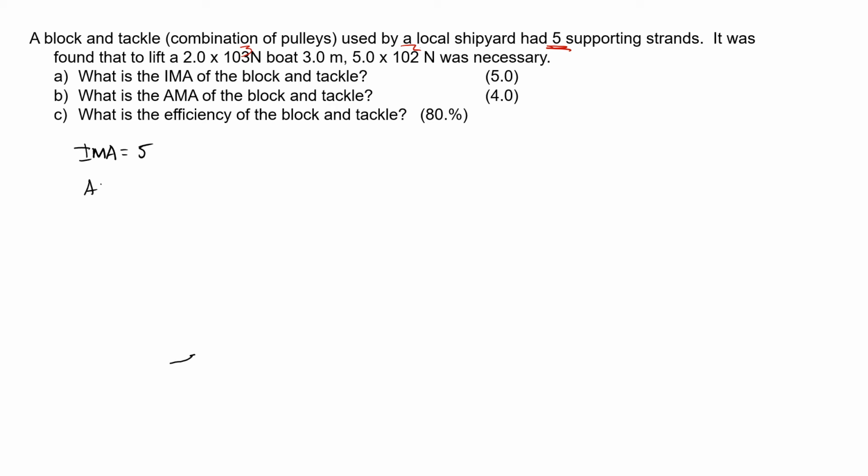The AMA, again, is equal to F out over F in. And the output for lifting this thing, remember, is the weight of the object. So that's 2 times 10 to the third, or that's a 2,000 Newton boat. And to lift that 2,000 Newton boat, it took 500 Newtons worth of force, meaning that even though we were hoping for a benefit of 5, we only really got a benefit of 4.